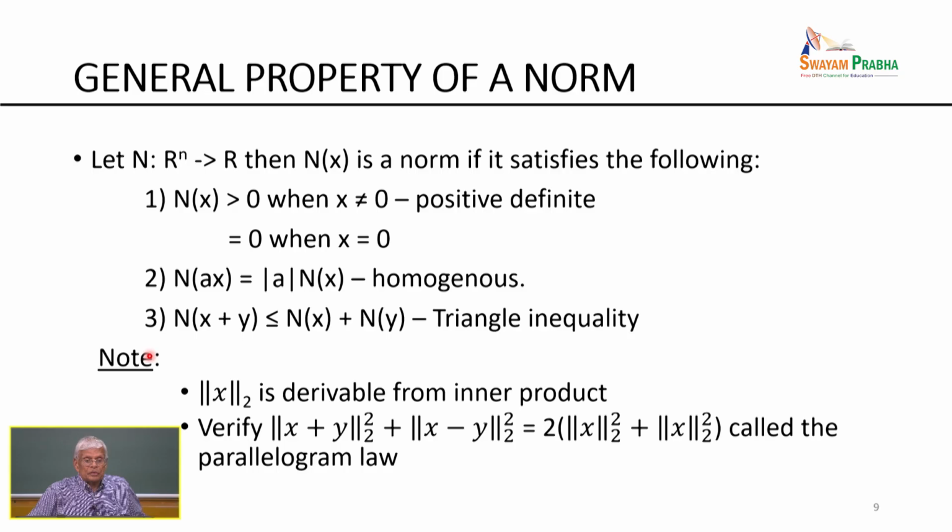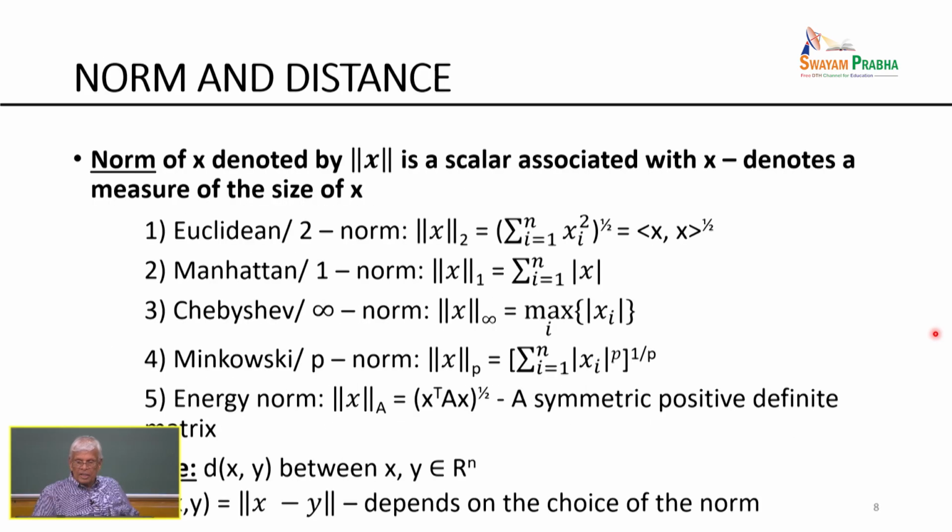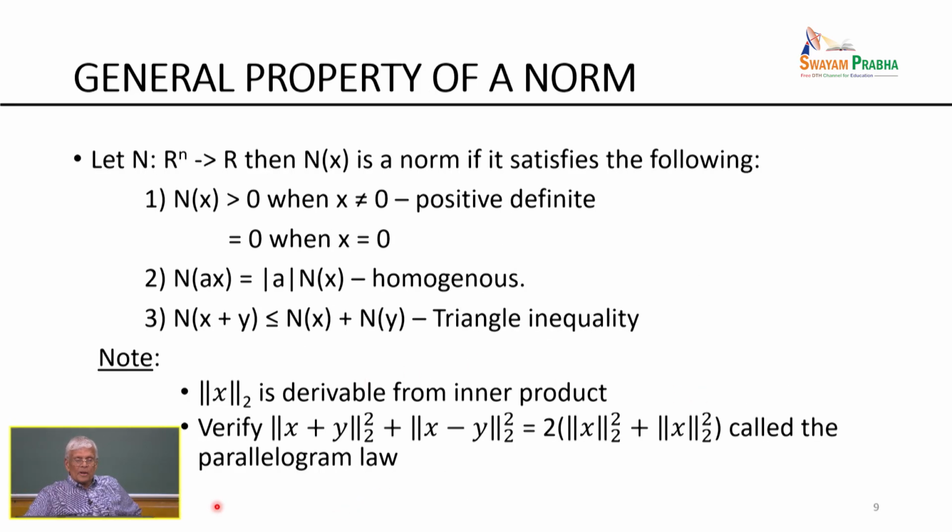Of all these norms, only the two norm is derivable from inner product. Let's go back to the definition of an inner product. x inner product x, what is that? It is the sum of the squares of x_i. Square root of the sum of squares of x_i. That's called the two norm. Two norm is the only norm that is associated with the inner product. So if I can define an inner product, I have a two norm automatically. Two norm is derived from inner product.